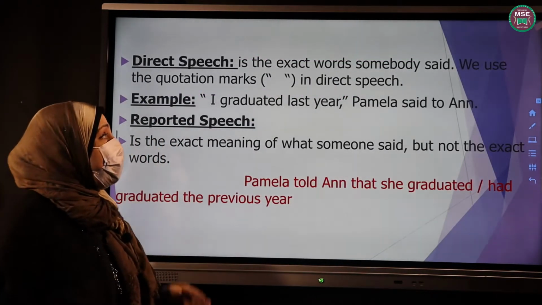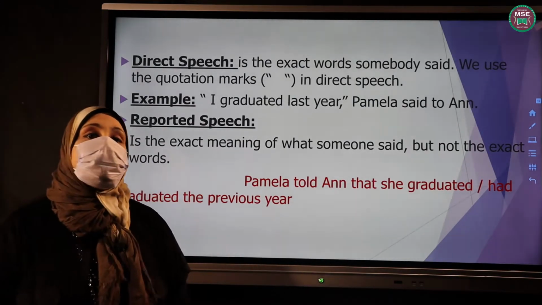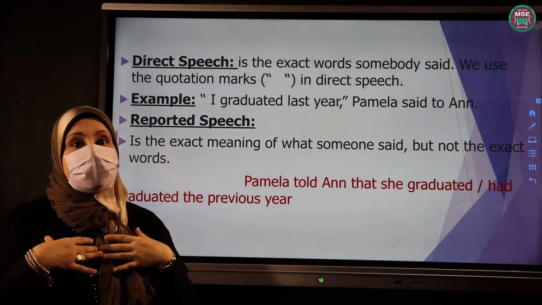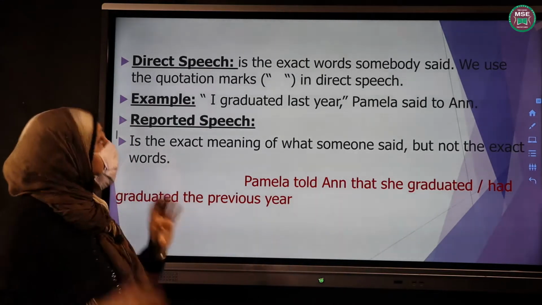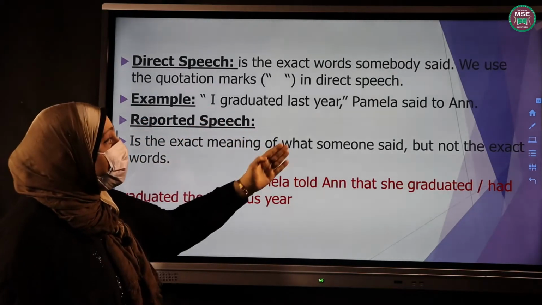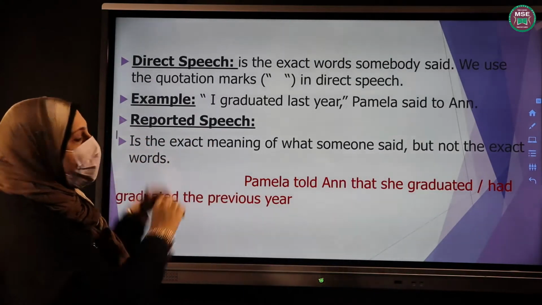Direct speech is the exact words said by someone. That's why we use quotation marks, like when I say, "I am hungry." My words come between two inverted commas. Example: "I graduated last year," Pamela said to Anne. If you look at Pamela's words, they're between two inverted commas.